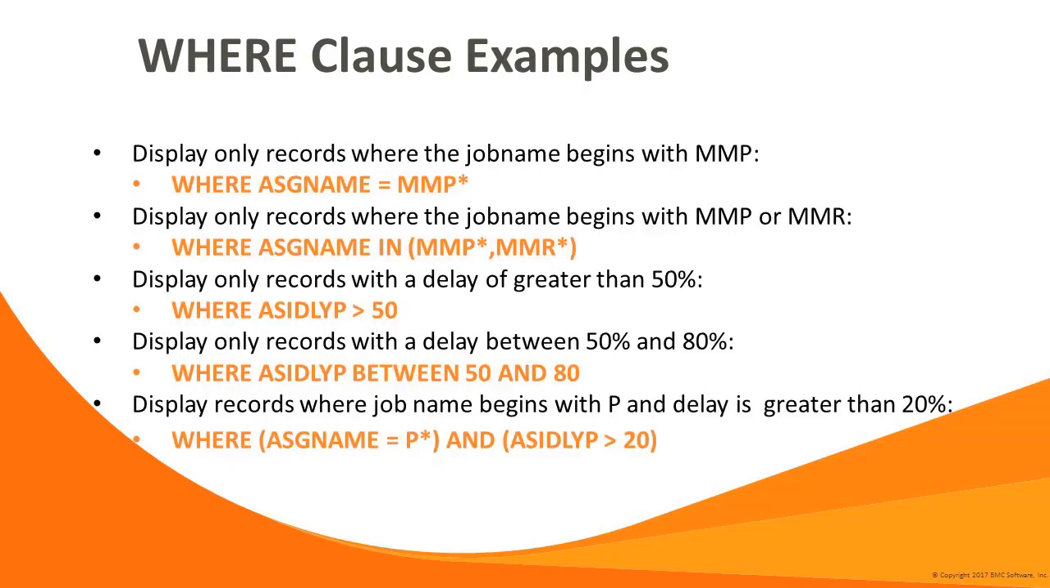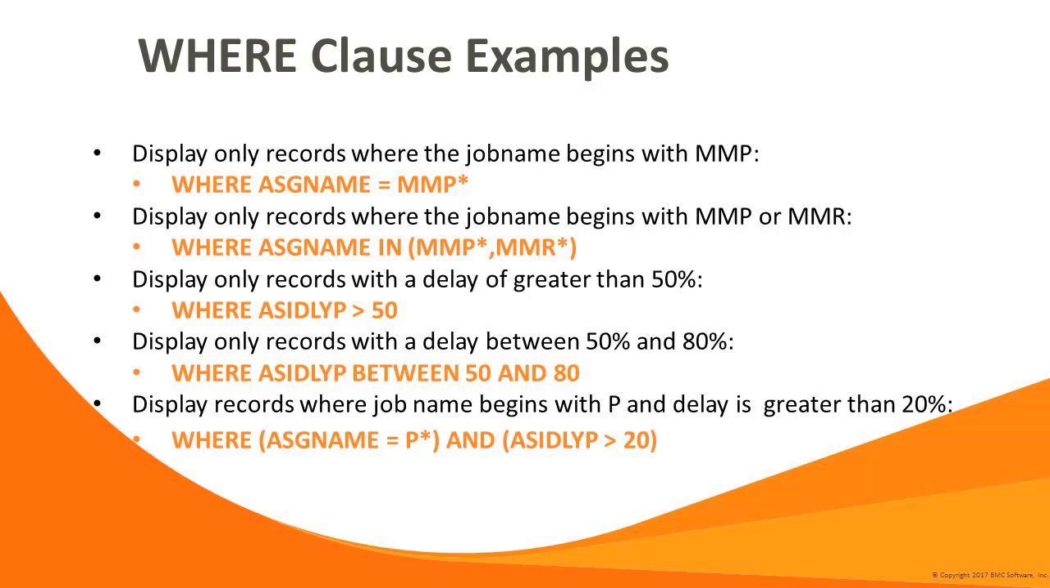To display only records where the job name starts with MMP, I could use this where clause. Remember, you can find the element variable name by using PF1 on a field. To display only records where the job name begins with MMP or MMR, I would define the clause like this. Notice the MMP and MMR values are provided in a list with the in operator. This evaluates as true if any of the items in the list match the element value.